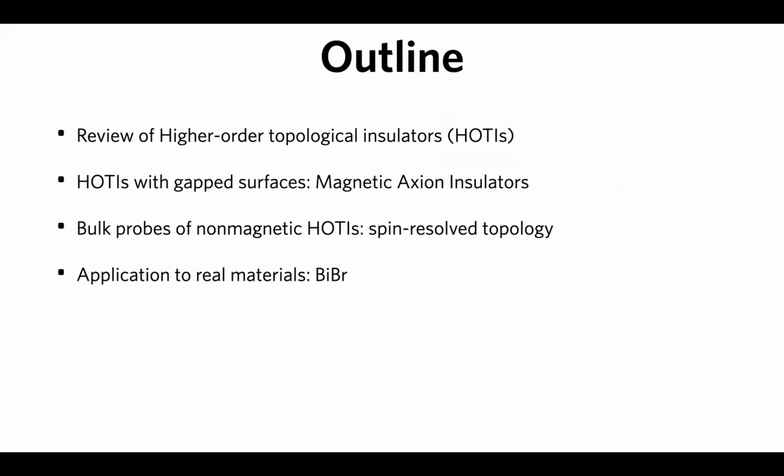So I'll start with a review of higher order topological insulators, which I'll call HOTIs for short. I'll talk about HOTIs with gapped surfaces in a case where we really do have a good understanding of what's going on in the bulk, and those are so-called magnetic axion insulators. Then I'll talk about bulk probes in non-magnetic systems, where I'll introduce this new idea of spin-resolved topology, and I'll talk about our applications of this new method to alpha bismuth bromide, which is a higher order topological insulator candidate.